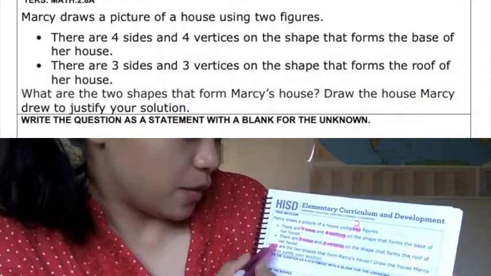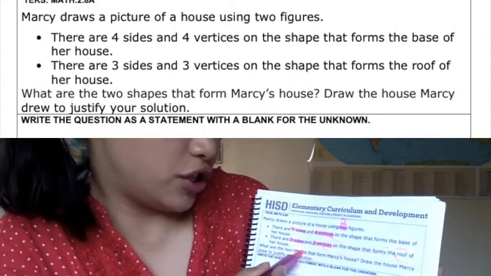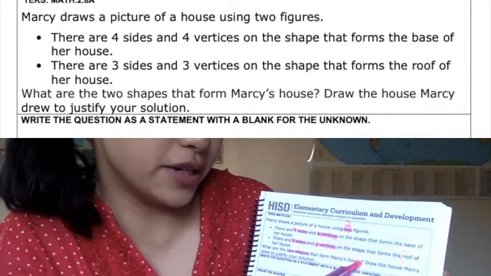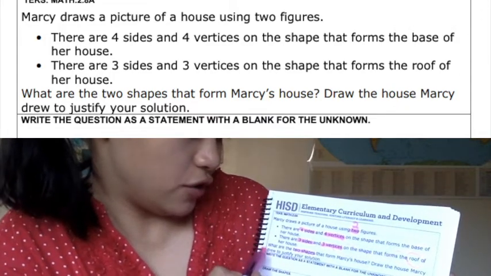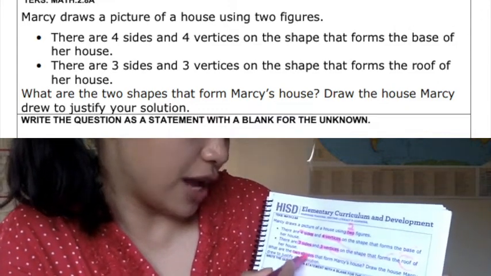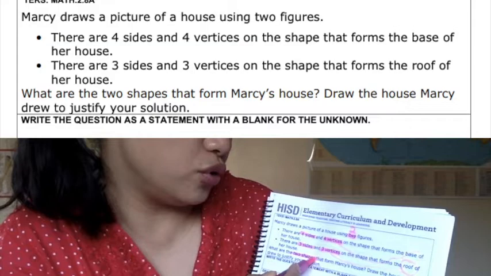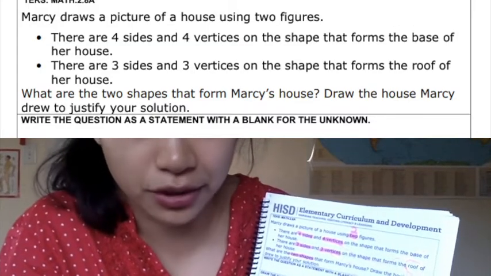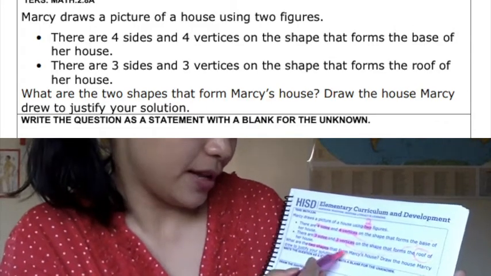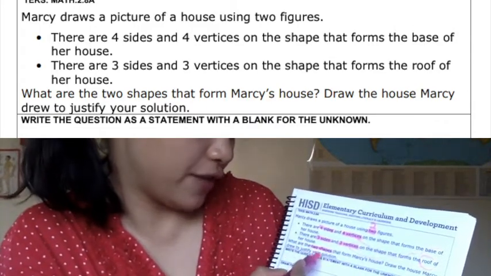Okay, now let's read the question. We can often highlight a lot of keywords in the question and know what the question is simply asking. Now it says, what are the 2 shapes that form Marcy's house? Draw the house Marcy drew to justify your solution. Now, what does the question ask? What are the 2 shapes? That means how many shapes we're looking for? Yes, we're looking for 2 shapes. Draw a house to justify the answer.